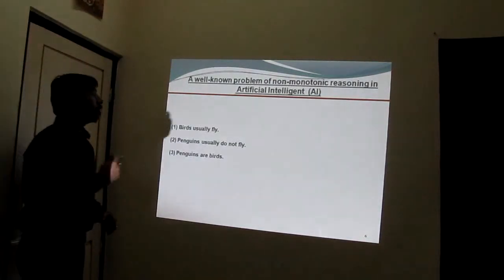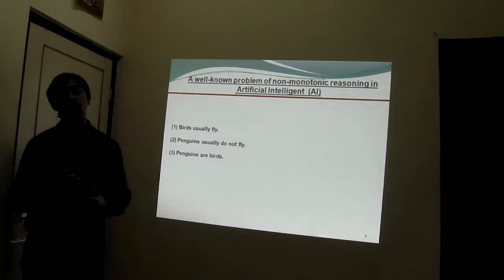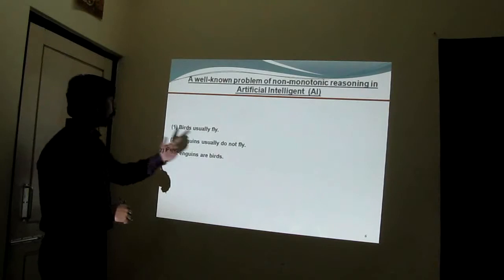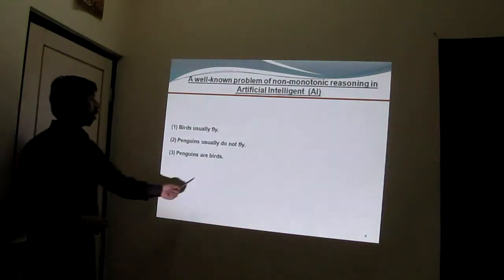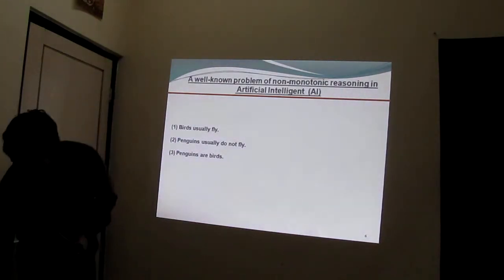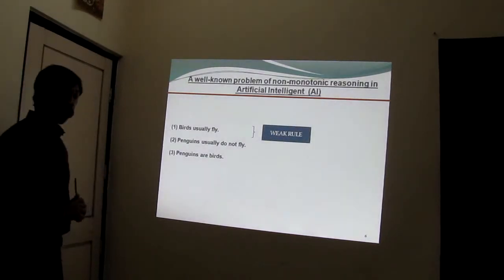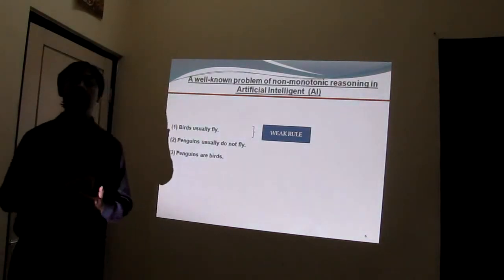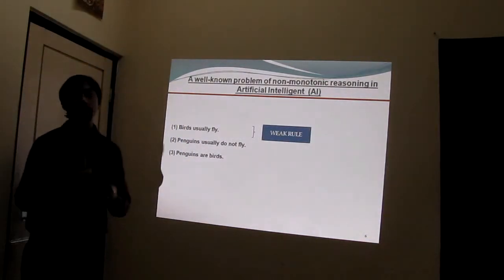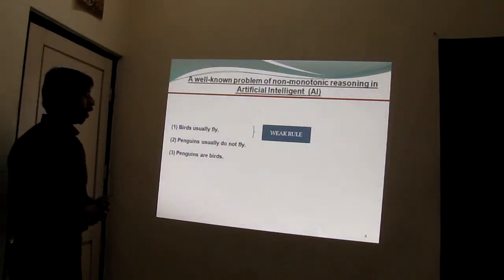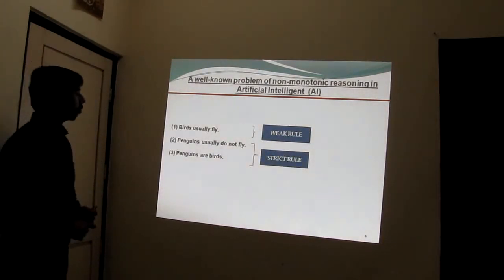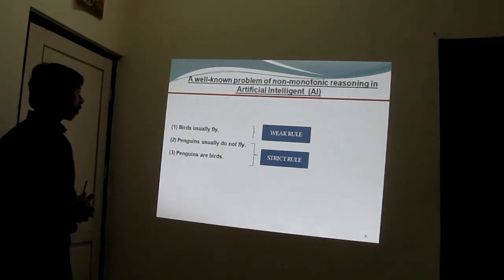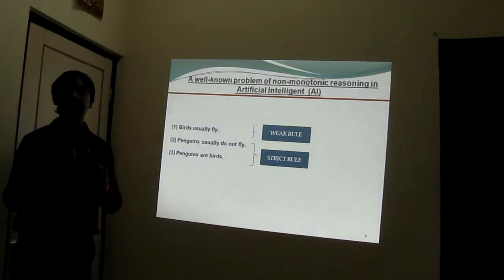So now we'll see how argumentation works with a well-known example. We have three statements: birds usually fly, penguins usually do not fly, penguins are birds. So we call the first statement a weak statement because sometimes it is true, sometimes it is not true. For penguins, kiwis, for those kinds of birds, they cannot fly. And we call the other two statements strict rules because they cannot be contradicted. Penguins cannot fly and penguins are birds. These are obvious pieces of information.